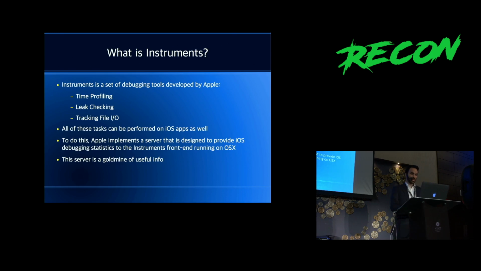So first, I'd like to explain what the instrument server is and why we care about it. Instruments is a set of debugging tools developed by Apple, and for a given app, they allow you to do very specific debugging tasks. For example, you can profile your app, you can check for memory leaks, you can track file I/O, you can monitor memory and CPU usage, a lot of very useful things. And all of these tasks can be performed on iOS apps as well. And the way Apple does this is they implement an instrument server that's designed specifically to feed all this debugging info to the instrument's front end running on OSX.